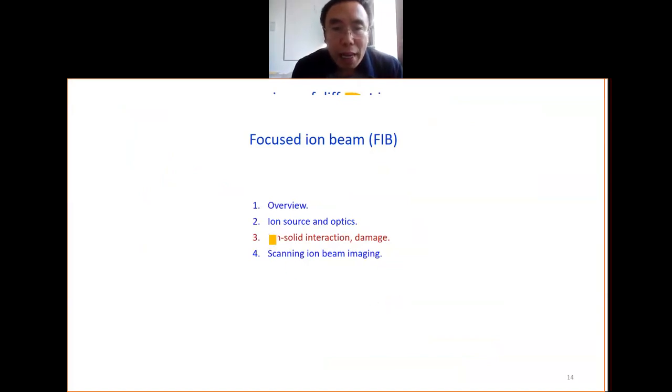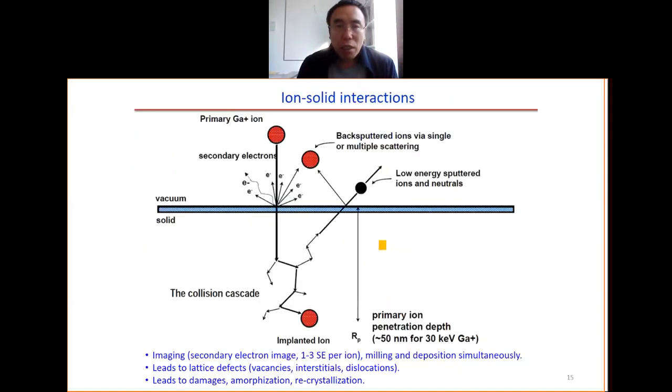Now let's look at ion-solid interaction. When an ion hits a material, it will generate a lot of secondary electrons, which is useful for imaging purposes. Some of the ions will be bounced back, called backscattered ions. It can also generate some atoms from the substrate. Some ions get inside the material and become implanted ions.